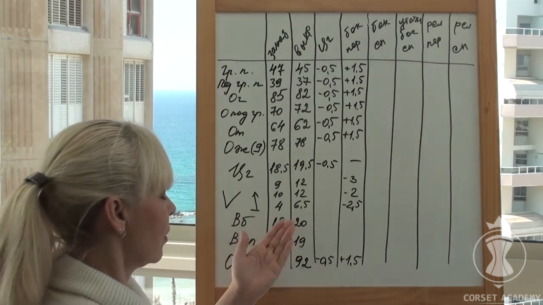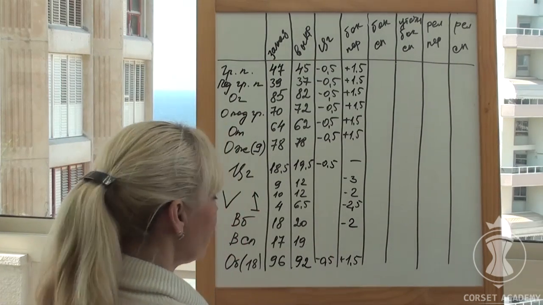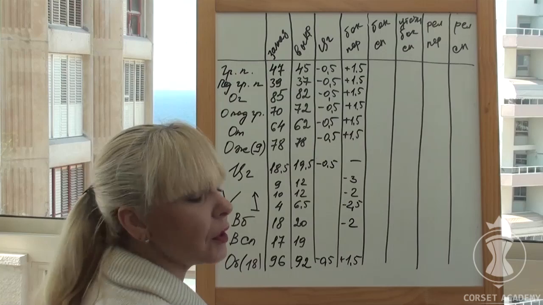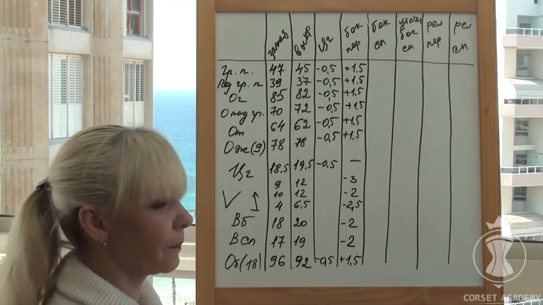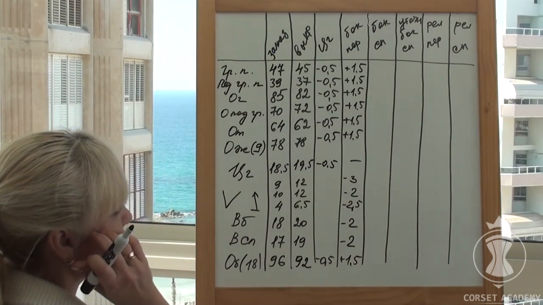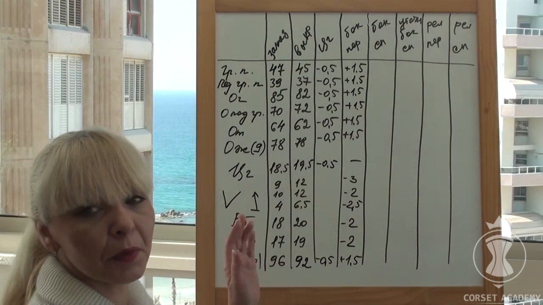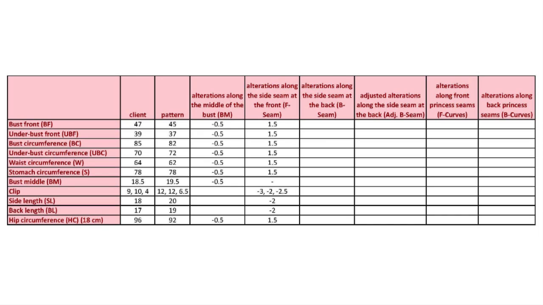Column 5, side length. It is 20 centimeters on the pattern, and the client's measurement is 18 centimeters. This means the standard side length should be shortened by 2 centimeters. 18 centimeters minus 20 centimeters equals -2 centimeters. I write it down in the table. Column 5, line 9.